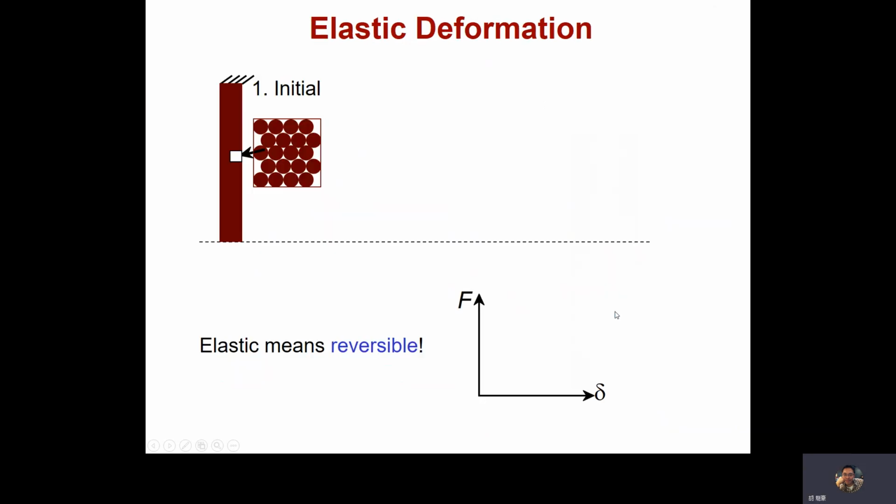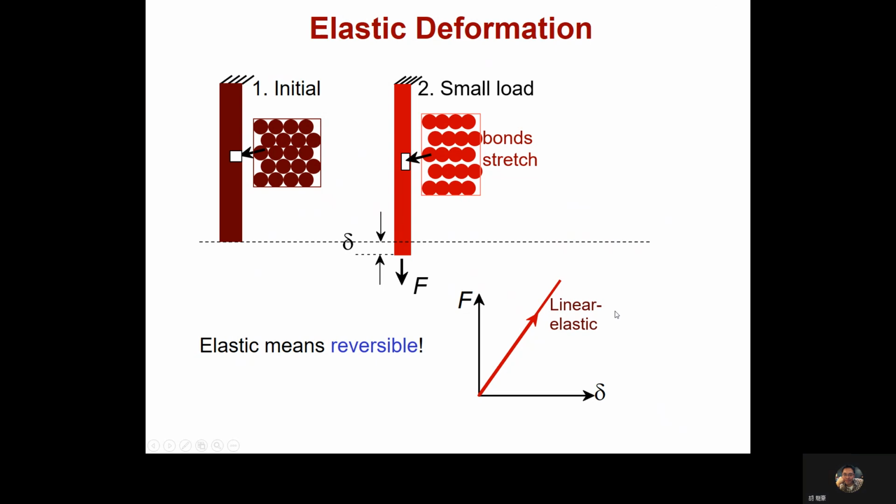Okay, first let's look at elastic deformation. What is the definition of elastic deformation? Temporarily forget about the atomic structure and look at it from the macroscopic point of view. We have a metal rod with the top fixed, clamped. That is a boundary condition, right?